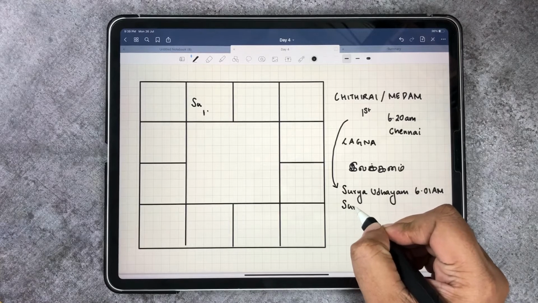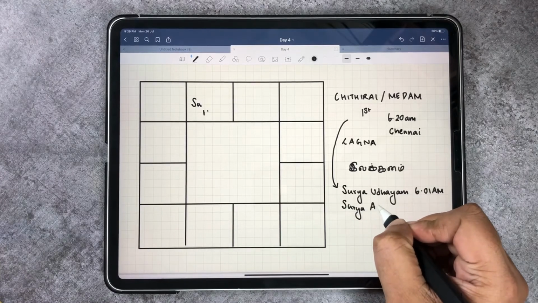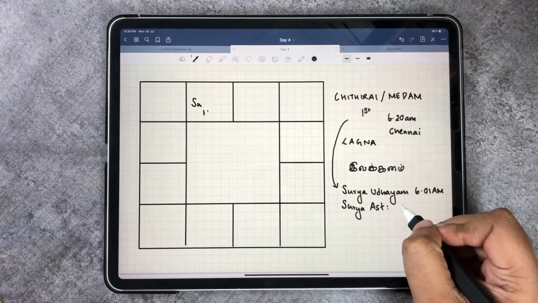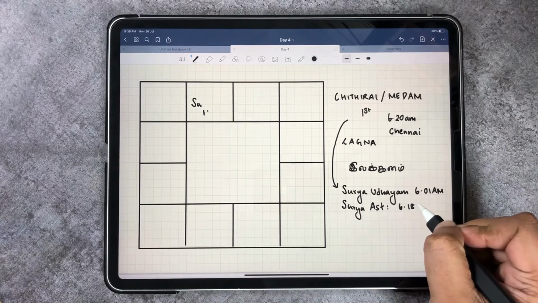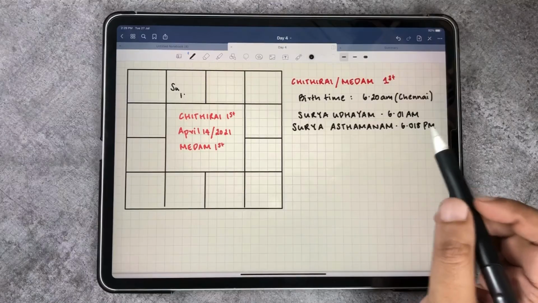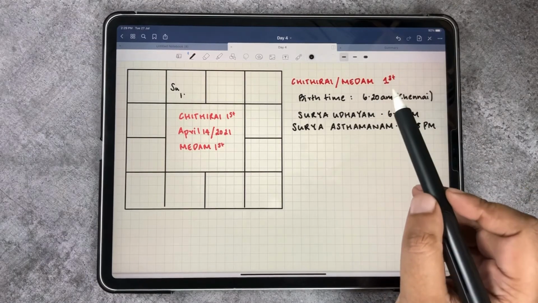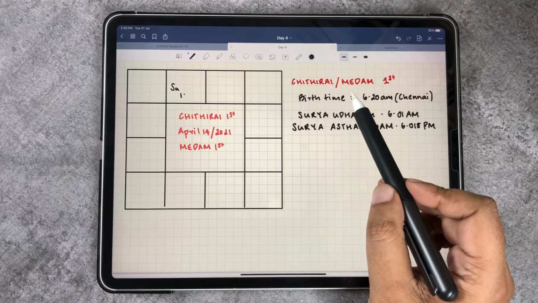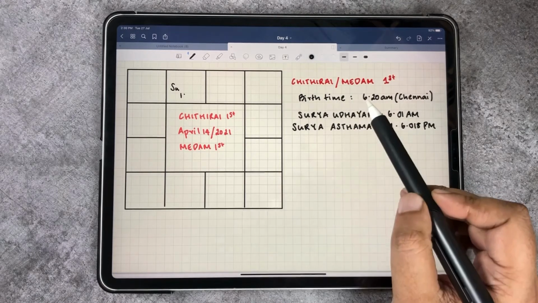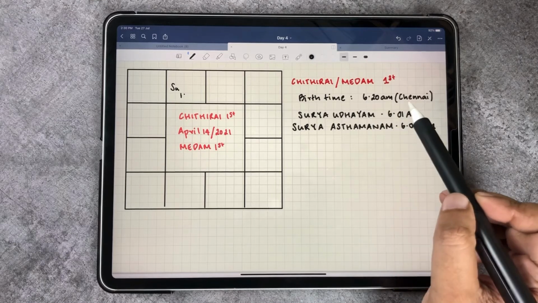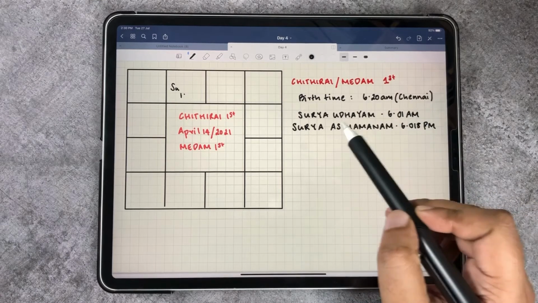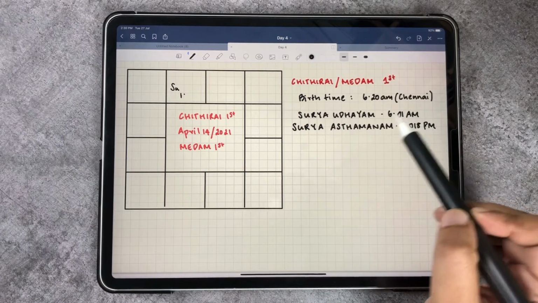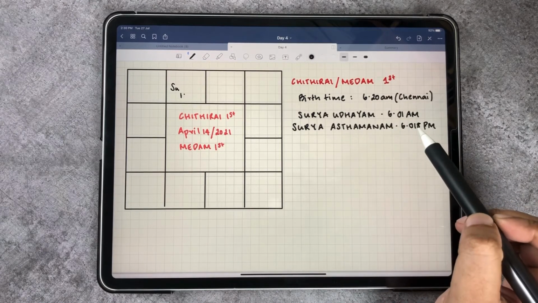So Surya Astamanam would be 6:18 pm. So now you have the date of birth of the child, the month of birth of the child, the corresponding English month, the time of birth of the child, the place of birth of the child, and we have the Surya Udayam, that is 6:01 am, and the Surya Astamanam, that is 6:18 pm.